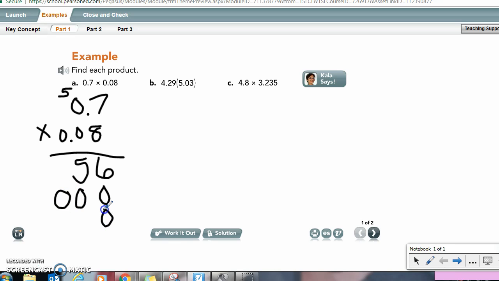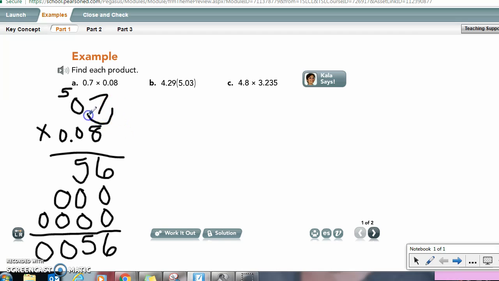Okay, now I need to add 2 zeros for my placeholders because now I'm at this 0. 0 times 7 is 0. 0 times 0 is 0. When I add all of these up, 6 comes down here, 5, 0, and 0. So how many places do I have to move my decimal? I have 1 here, 2, 3. So I need to cha-cha slide a total of 3 places: 1, 2, 3. So my answer is 0.056. Go ahead and copy that down.